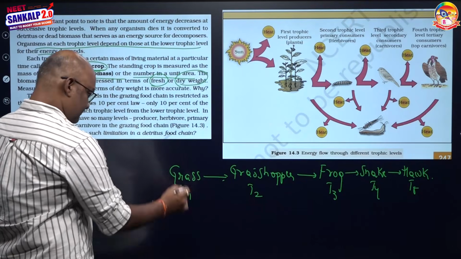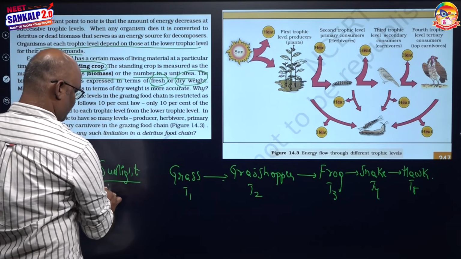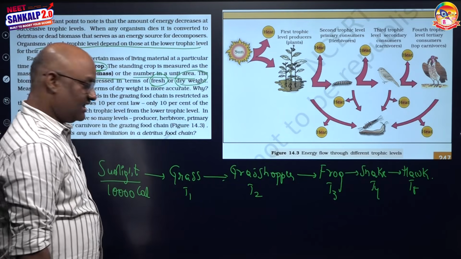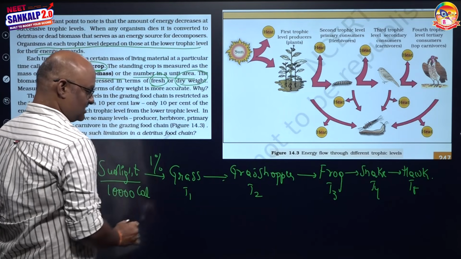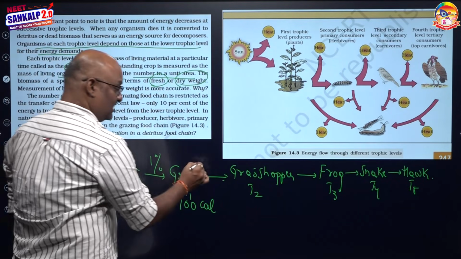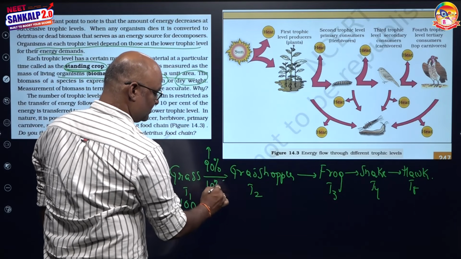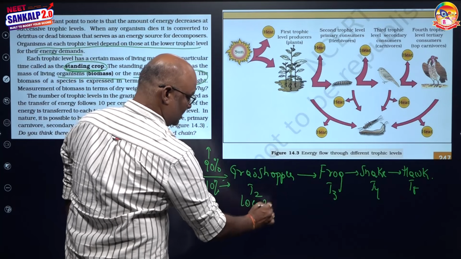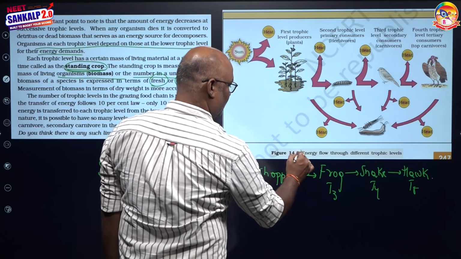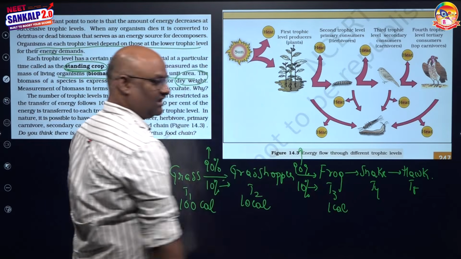Now, if sunlight is giving some 1000 calories or 10,000 calories of energy to the grass, the grass will utilize only 1% of the energy present in the sunlight. Now, the grass will be getting 100 calories of energy. The grass will utilize 90% of the energy, and only 10% is transferred. So, only 10 calories of energy is transferred to the next level. Again, grasshoppers will utilize 90% of the energy, and only 10% will be transferred to the next level. So, 1 calorie is transferred to the next level.